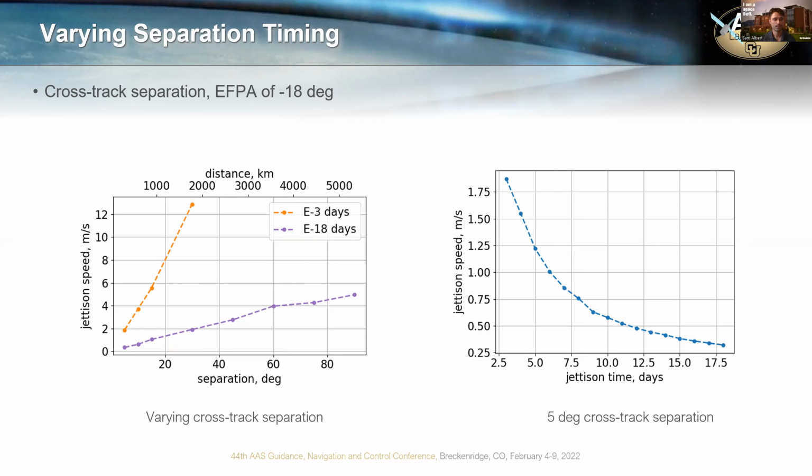And then if you imagine a curve connecting these leftmost points, that's what's shown on the right in effect. So this is always for 5 degrees desired separation, and now we're varying that separation time. So you can see, indeed, as you increase the time before entry where separation occurs, the required jettison speed goes down in this sort of nonlinear fashion, where it looks like it's starting to asymptote out as you get further and further back from entry for that separation.